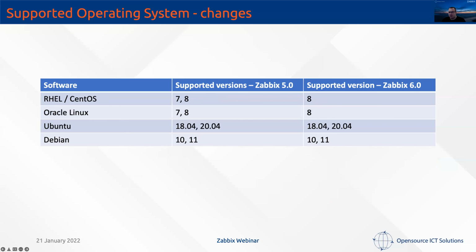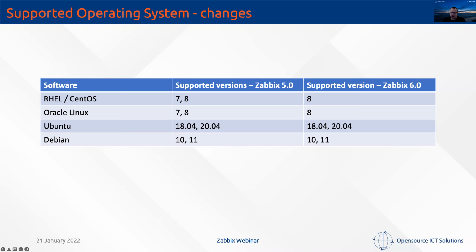What else is changed? The minimum operating system versions. And I know there are a lot of complaints about it. With Zabbix 5.0, Red Hat CentOS 7 was supported. Starting from 5.4, that support was dropped, and only Red Hat CentOS 8 is supported. And yes, we are aware of the complaints, but actually Zabbix had a very good reason to drop support of Red Hat CentOS 7.